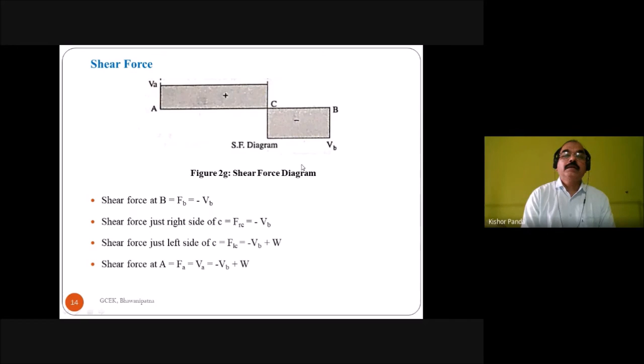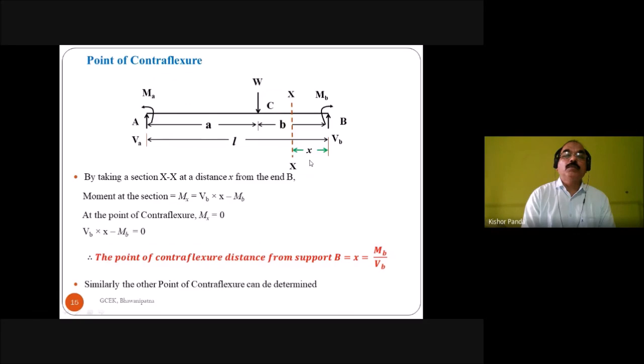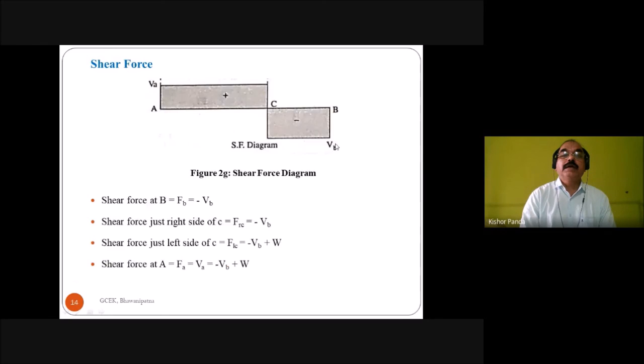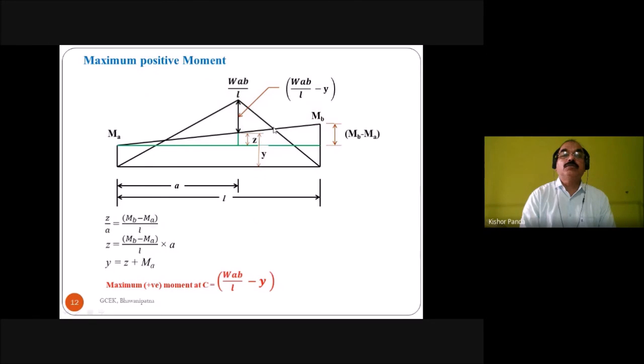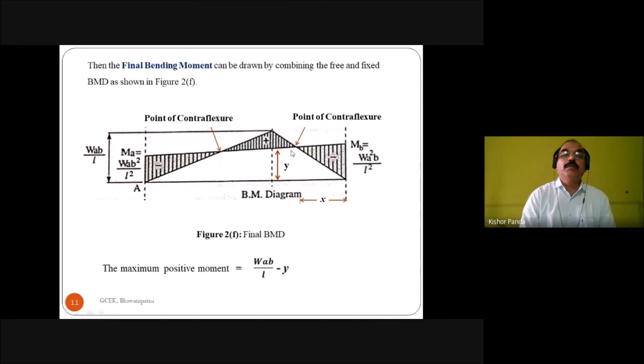Then what do you have to do? Then you have to find out the point of contraflexure distance, because here this is the load and this is the moment, and these are the distances A, B, and L. So for the point of contraflexure, you have to take a section XX at a distance X from the support B, because here there are 2 points of contraflexure. This is one point of contraflexure, and this is another point of contraflexure.